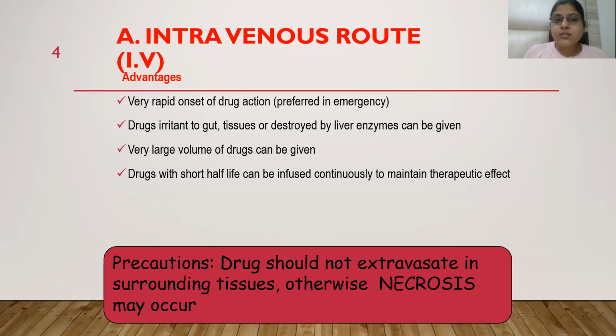The advantage of the intravenous route is a rapid onset of drug action. It has 100% bioavailability and is preferred in emergencies. Drugs irritant to gut tissue and those destroyed by liver enzymes can be given. A very large volume of drugs can be given by this route by intravenous infusion or IV drip. Drugs with a short half-life can be infused continuously to maintain the therapeutic effect.